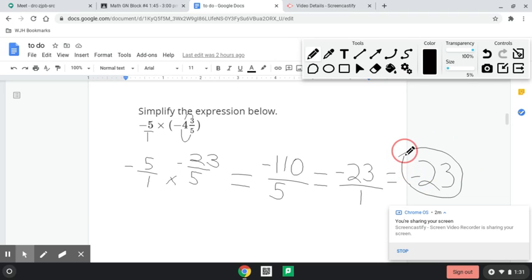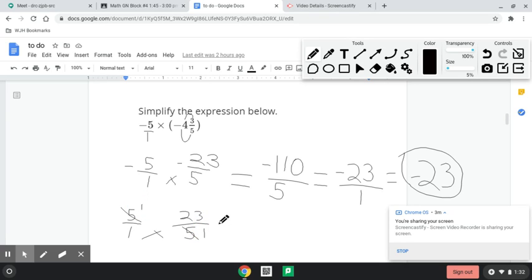Another way you could have done this, once you've changed them both into improper fractions, is you could say 5 over 1 times, maybe this is the way you like to do it, 23 over 5. You could see that they're both 5. There's a 5 on top and a 5 on the bottom here that we look across, and they're the same, so we cancel them out. So you cross them both out, and change them both to 1.